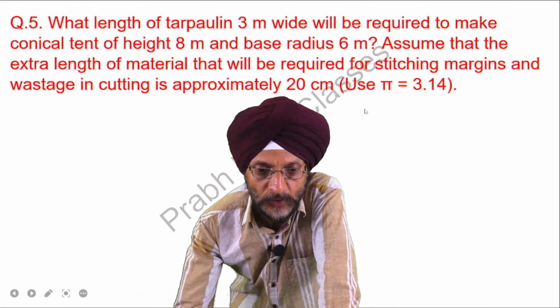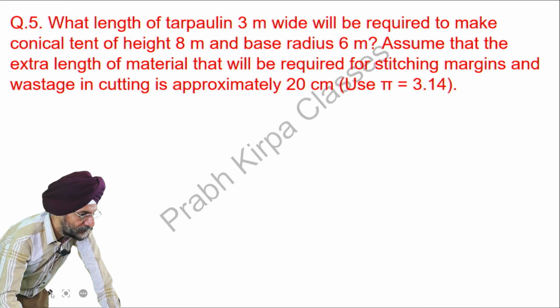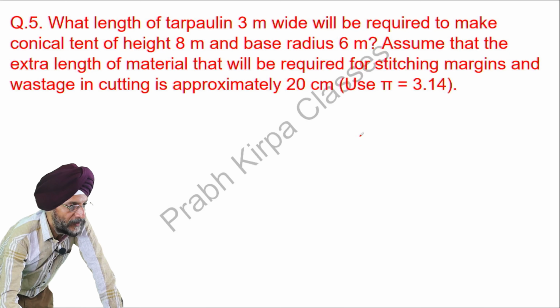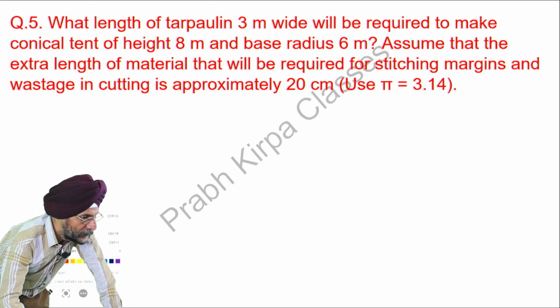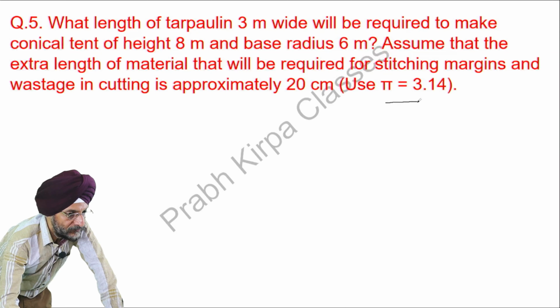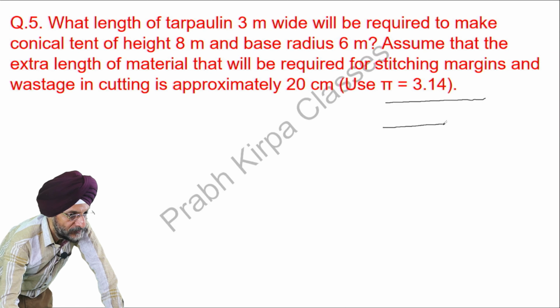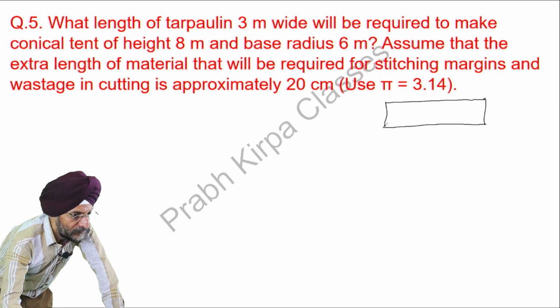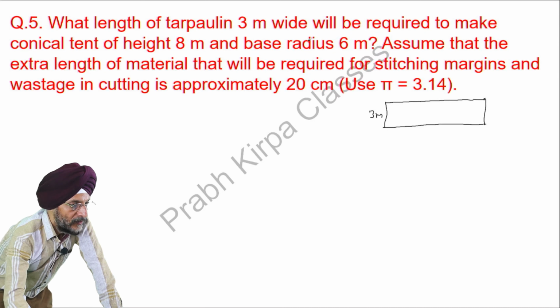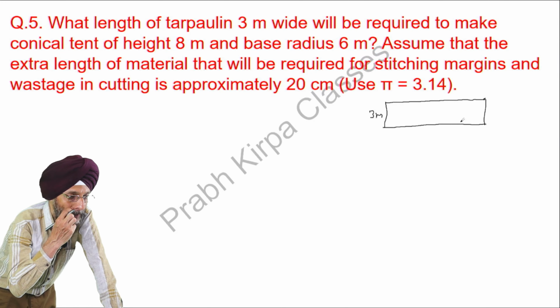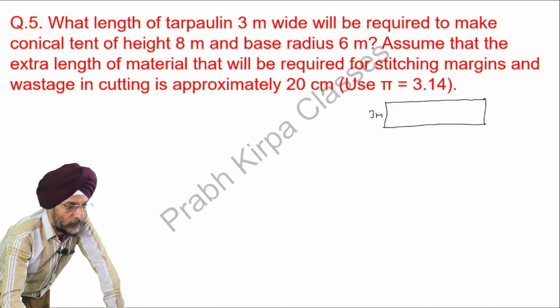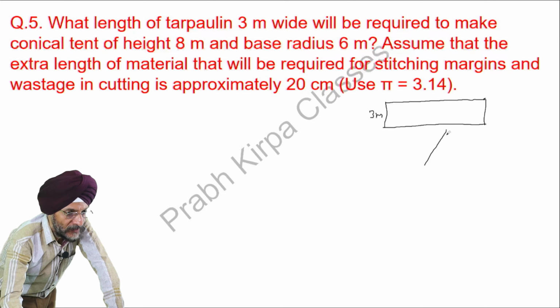So now what has been given to us is tarpaulin. Tarpaulin has to be used. Suppose this is the tarpaulin which has been given to us. Now it is 3 meter wide. We have been asked to find out the length. This is the length which we will have to find out. This tarpaulin is to be used for making a conical tent. This is the conical tent.